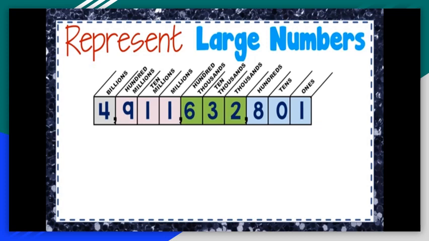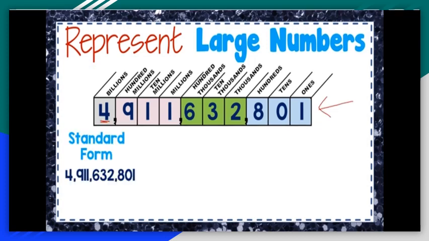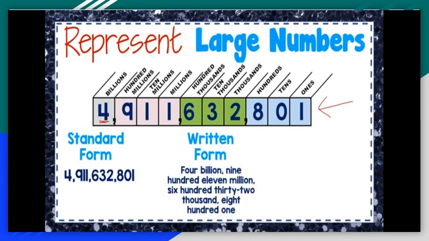Let's move a little further and discuss the numbers in billions. So here we represent in standard form or in numbers. It is the same way it is represented in the chart. Now here is the number in words. In words we can read 4,911,632,801.